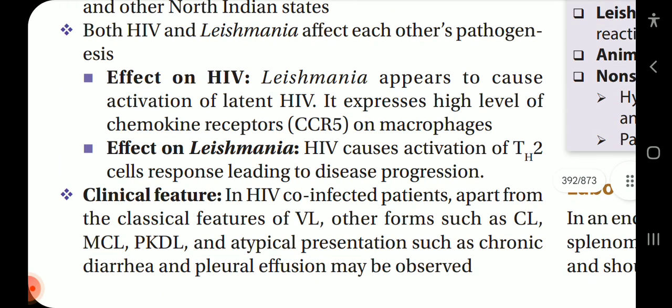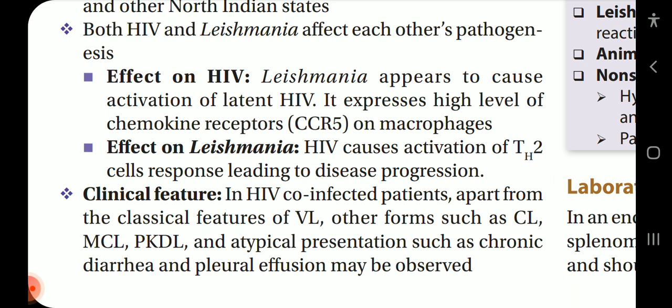Both HIV and Leishmania affect each other's pathogenesis. Effect on HIV: Leishmania appears to cause activation of latent HIV. It expresses high level of chemokine receptor CCR5 on macrophages. Effect on Leishmania: HIV causes activation of Th2 cell response leading to the disease progression.